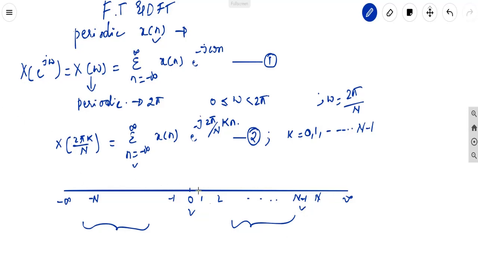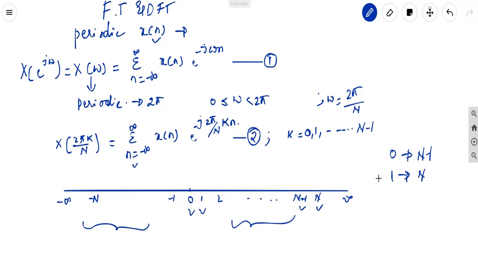Okay, but if I start from 1, then I should take it till n. So the total number of values should be n only. Total values, how much should it be? It should be n only. So if I start from 0, then my range should be 0 to n minus 1. But if I start from 1, then my range should be equal to n. That means the total number should be n only.